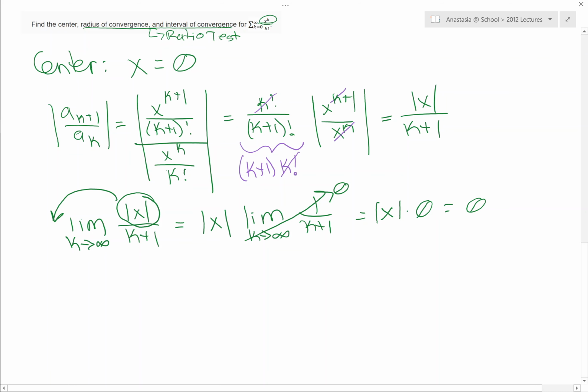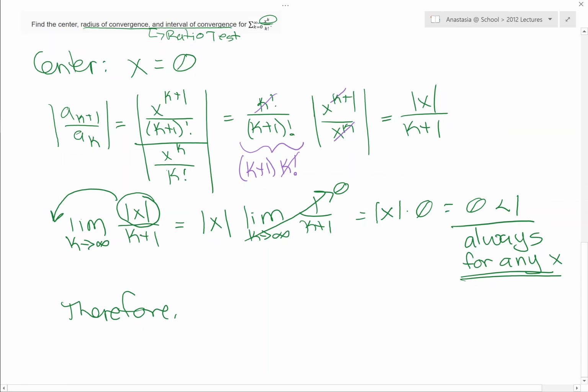For any x value, you multiply it by 0 and you will get 0. Well, for the ratio test, we need this to be less than 1, but 0 is always less than 1. In other words, for any x, we will always get that the limit is equal to 0, so it is always going to converge for any x. So this means that the series converges for any x.